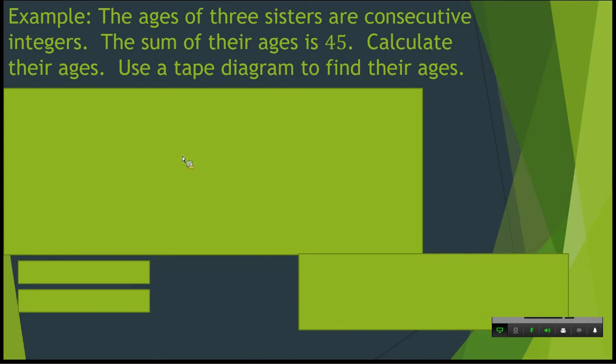It says the sum of their ages is 45. So if we add up all 3 of the sisters' ages, we get 45 years. So that's very important information. We need to calculate their ages. We're going to use a tape diagram to find their ages.